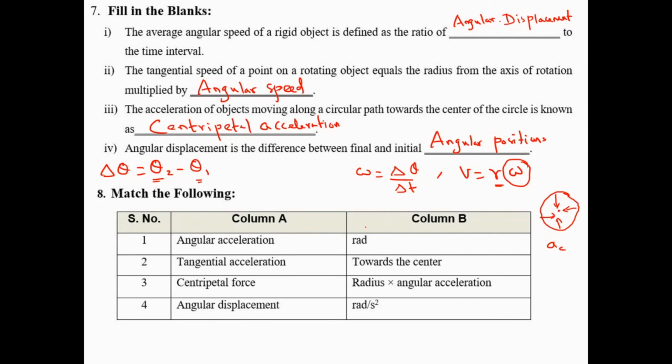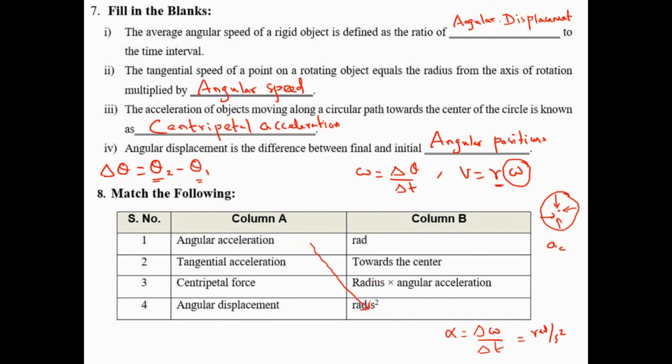Okay, now we have to answer the match the following. Angular acceleration. What is the unit? Here they give 4 answers, so we have to match the correct answer with the question. The angular acceleration formula is alpha equals delta omega over delta t, and its unit is radian per second square. So we have the answer. Clear?